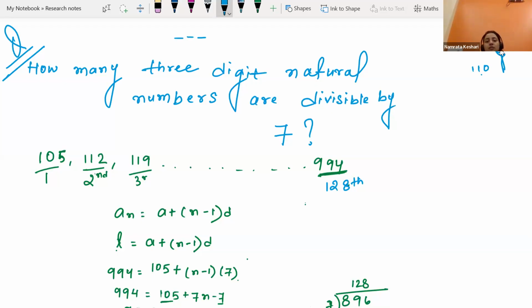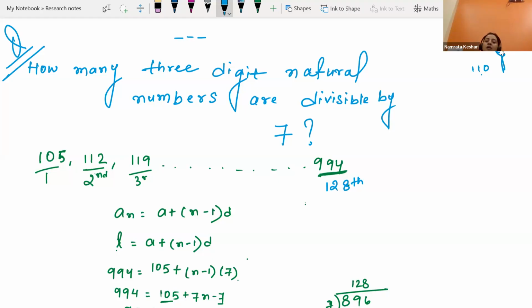Now we already know what the last term will be. That was the main confusion, how to find the last term. So again we have done the same thing. The last three-digit number 999 we have divided by 7, or maybe we can divide 1000 by 7. We will get 994, a number which is completely divisible by 7.